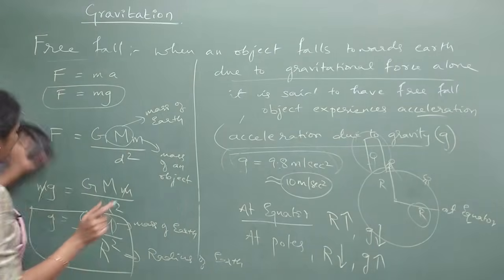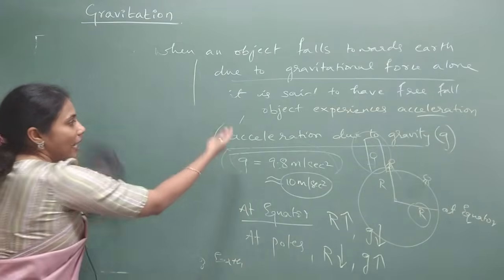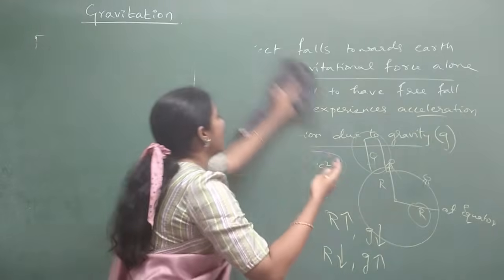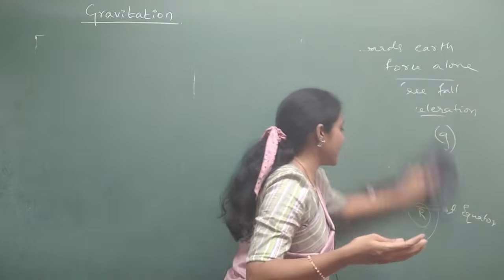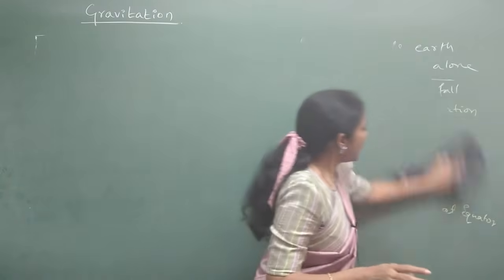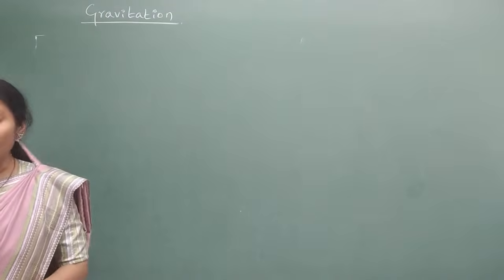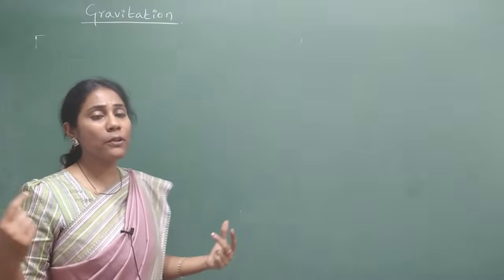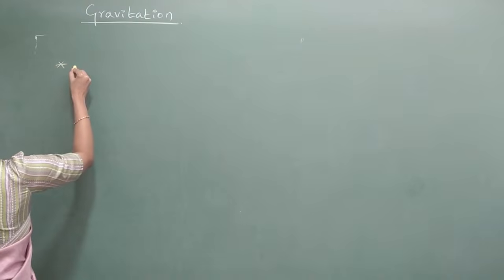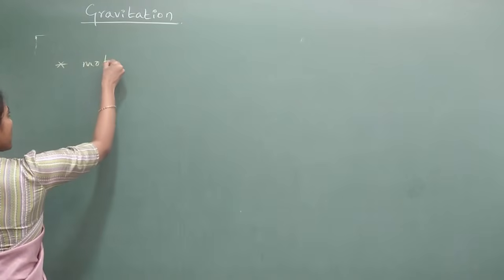Fine. So concept wise it is clear. We understood what free fall is, how this acceleration due to gravity has come, and how this 9.8 meter per second square value has come. Everything is fine. What is important here is applying certain formulas. They'll ask you some questions. Let me give you the formulas about the motion of an object.